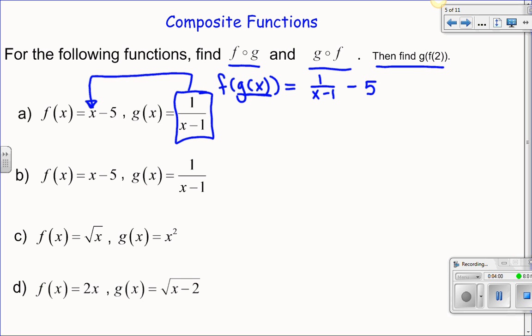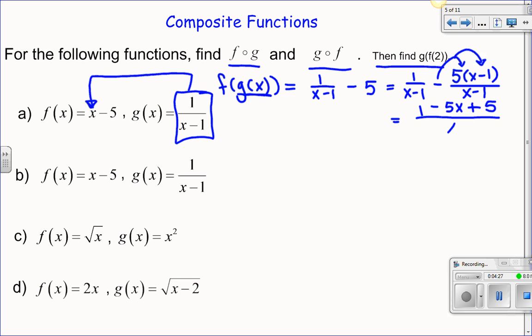And we can simplify that by combining it into one fraction, getting a common denominator. So 1 over x minus 1, minus 5 times x minus 1 over x minus 1. We'll be careful to distribute the negative to both terms. So we'll have 1 minus 5x plus 5 over x minus 1. We get 6 minus 5x over x minus 1. Okay, so this is f of g of x.